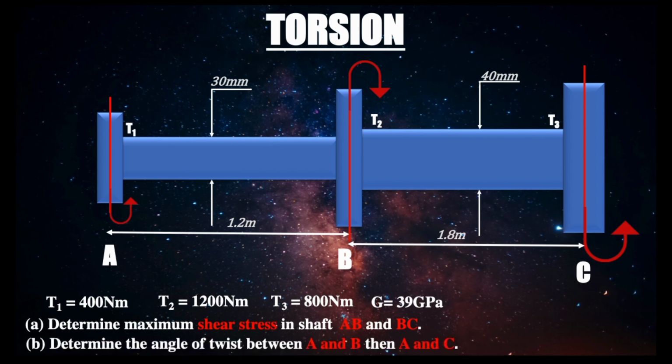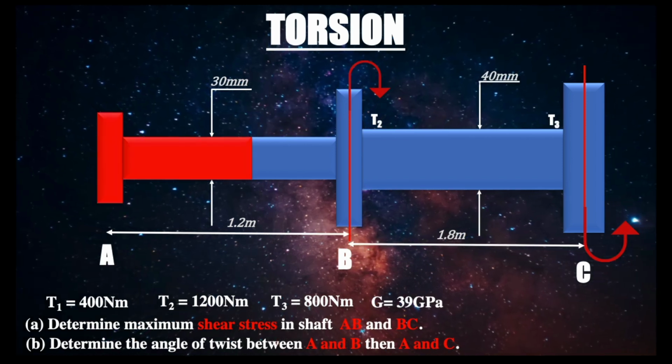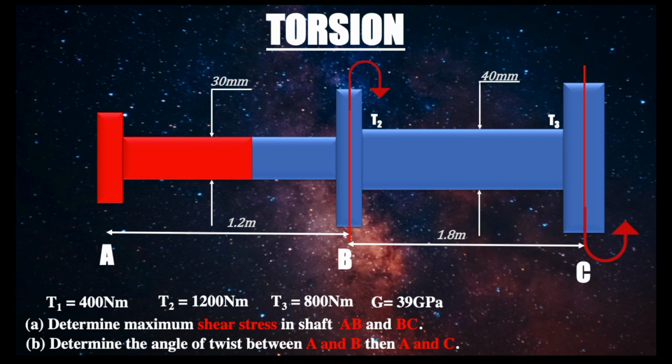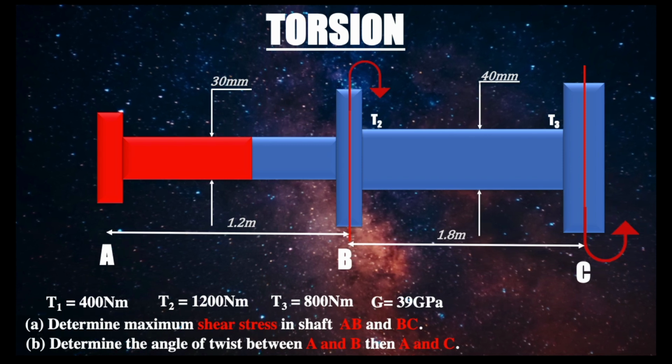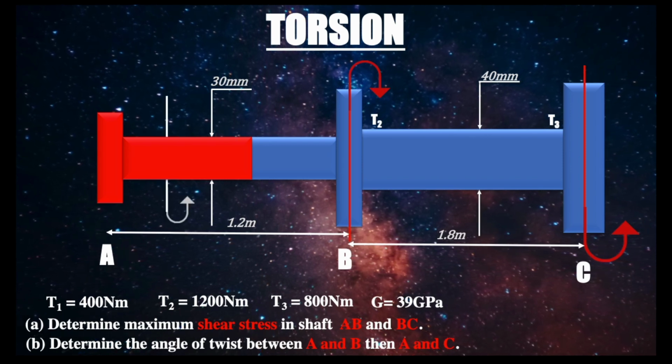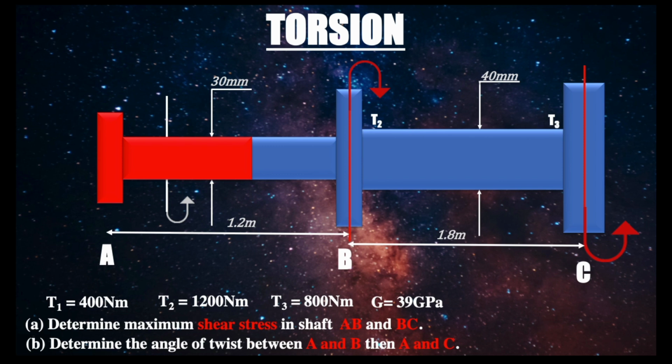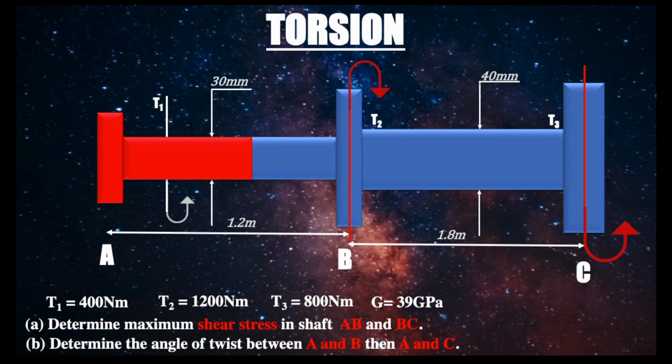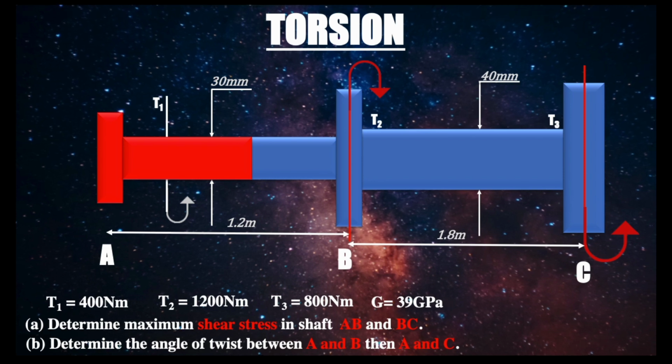And number 2, I want to determine the angle of twist between A and B and the angle of twist between A and C. So I'm going to just take a section between A and B. I'm going to take my section starting from the left-hand direction. If I take a section right here, remember we still have the torque T1 acting counterclockwise. So let's just look at that section only. We're going to remove everything and just look at one thing at a time.